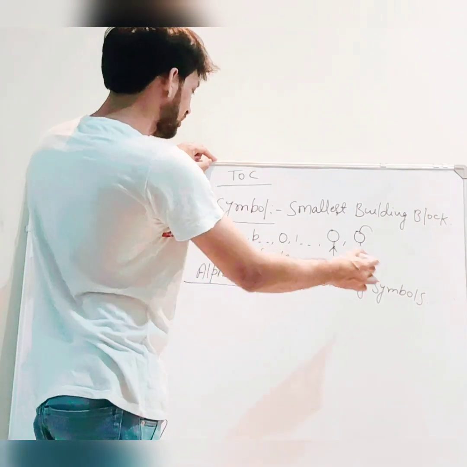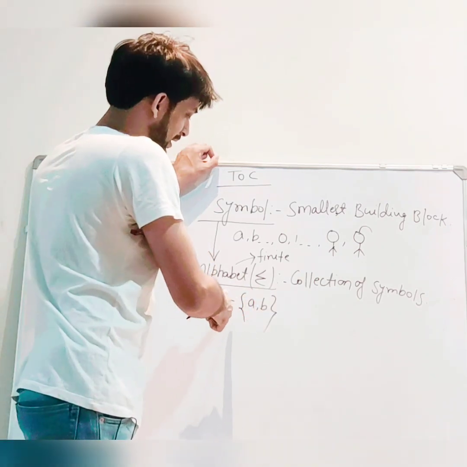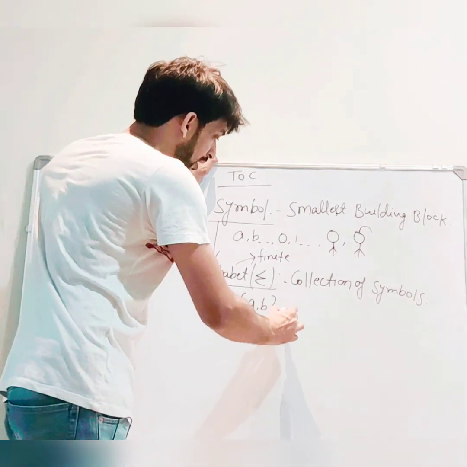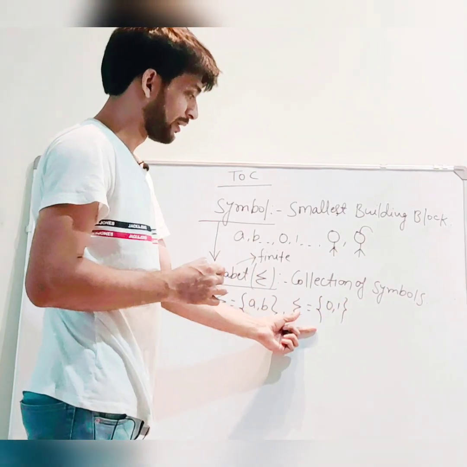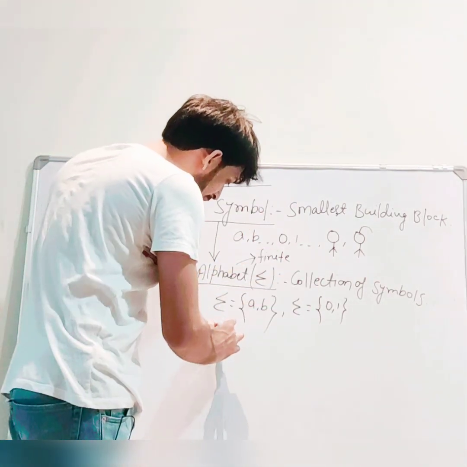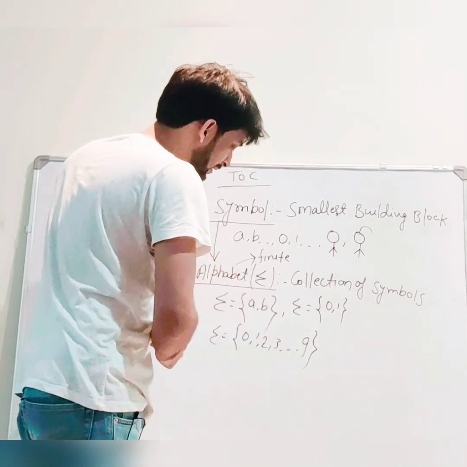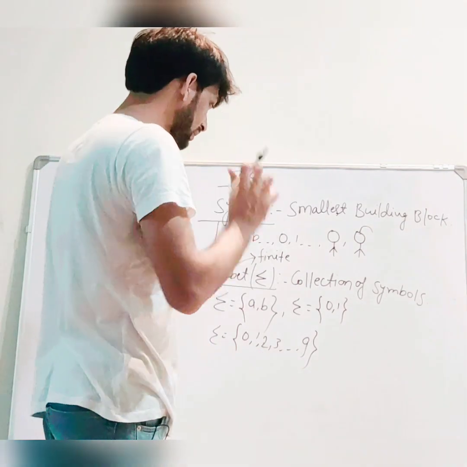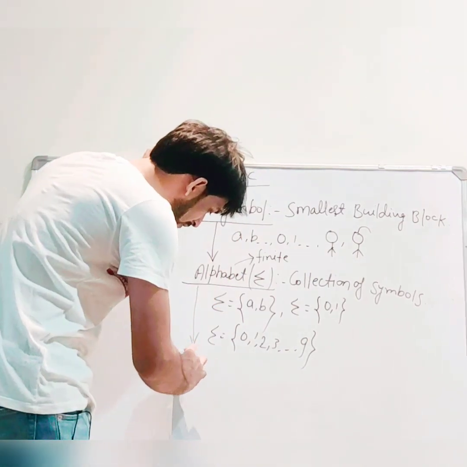So a collection of symbols means sigma can be A, B. This alphabet is a collection of English small letters. Or sigma can be 0, 1. This alphabet is a collection of binary digits, which means 0 and 1. Or sigma can be 0, 1, 2, 3, and so on up to 9, and this alphabet is the decimal digits from 0 to 9. This is nothing but an alphabet, and from an alphabet we can form what is called a string.